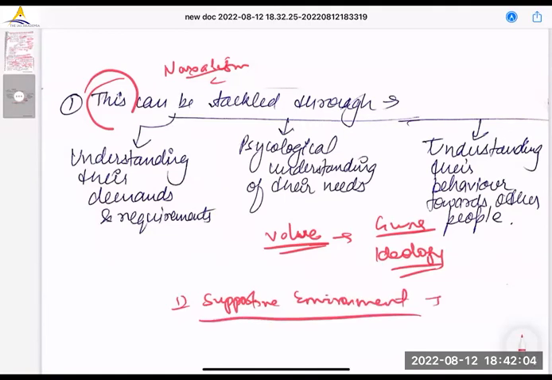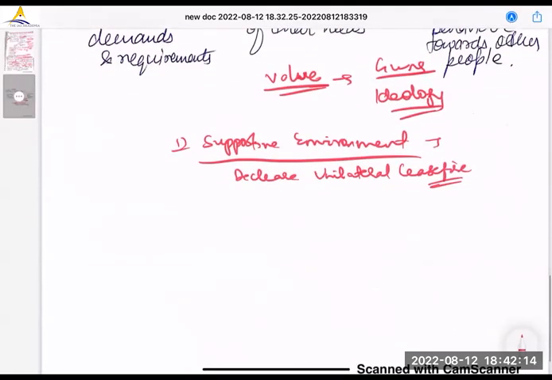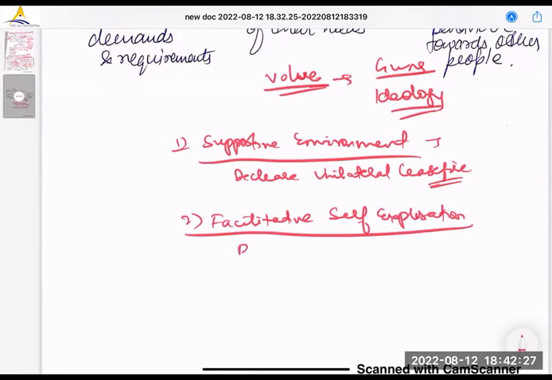उसके लिए दोनों sides should declare what? Unilateral. Even if they are not declaring, government should declare unilateral ceasefire. So that is the supportive environment. Second, facilitate self-exploration. Bring them in closed room talks.